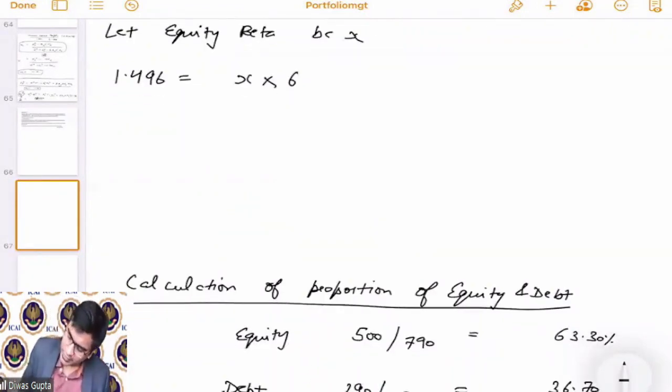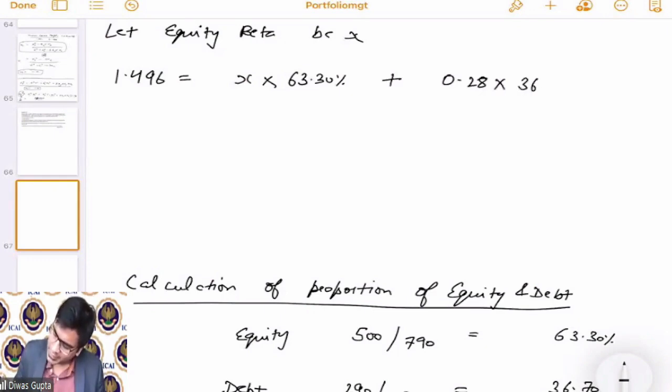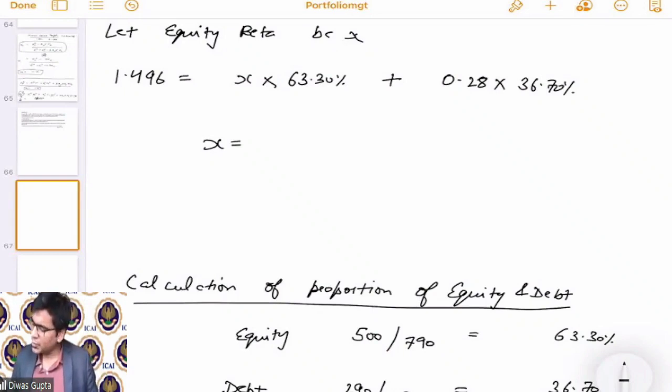So, 63.30% for equity, plus the debt beta, 0.28, multiplied by 36.70%. If we solve this, then x is equal to 1.496 minus 0.28 multiplied by 36.67%, which gives 2.20.